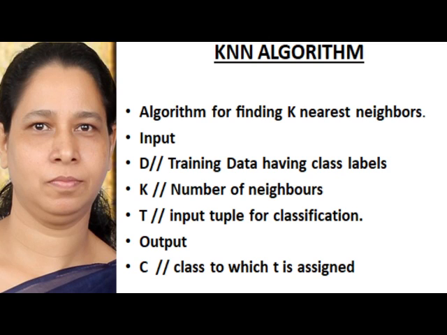Now coming to the k nearest neighbor algorithm. Input to the algorithm: D, training data having class labels. k is the number of neighbors. T, input tuple for classification. Output is C, the class to which T is assigned.